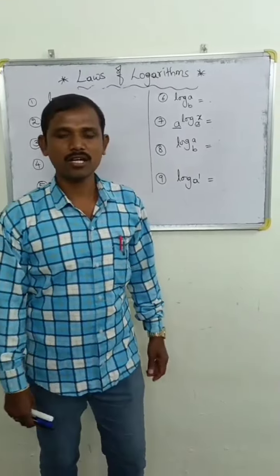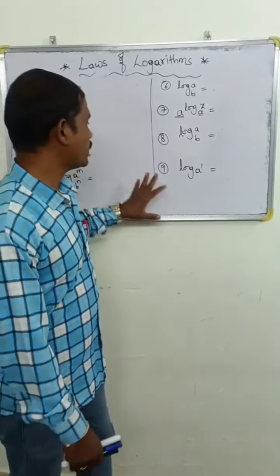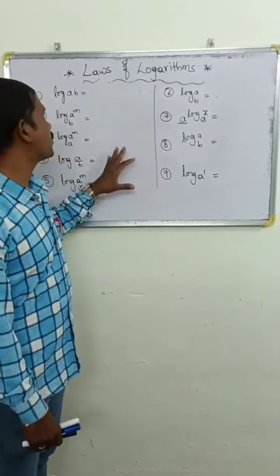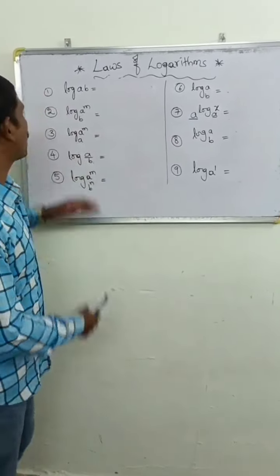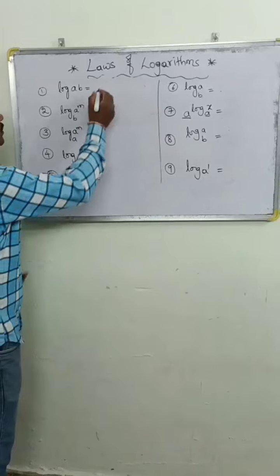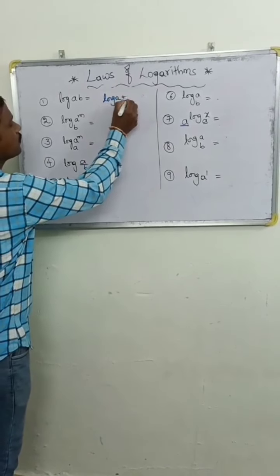Reading about the laws of logarithms. We have nine important laws of logarithms. Here, log AB equals log A plus log B.